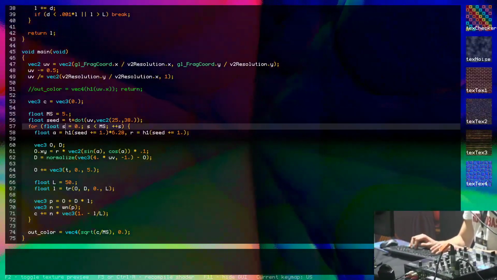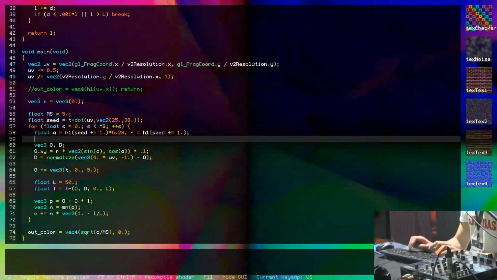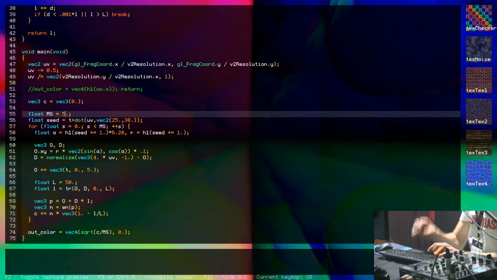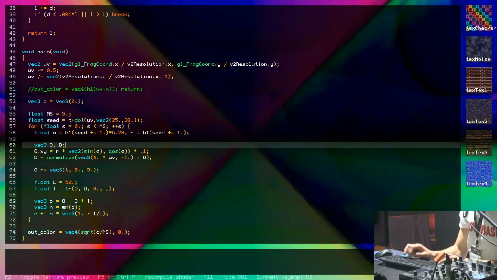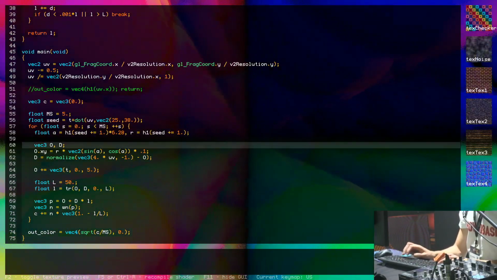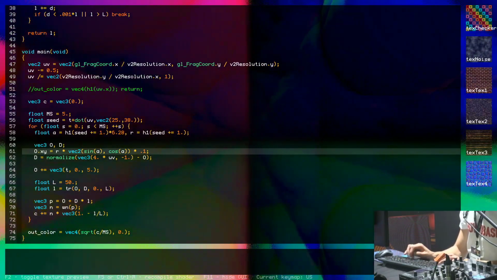So yes, this is what live coding is all about. You fudge with the numbers until it looks good. Or you do what he's doing.